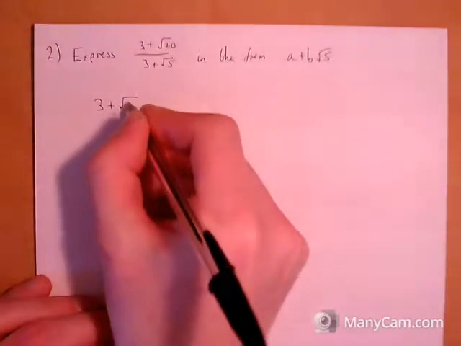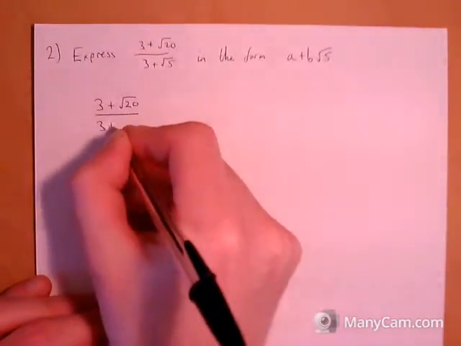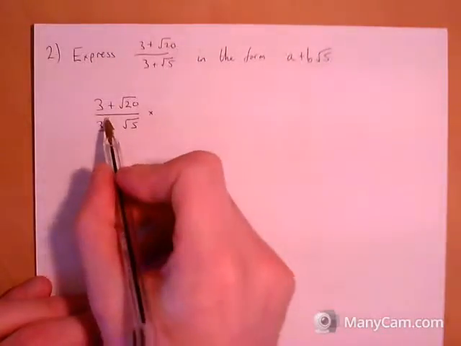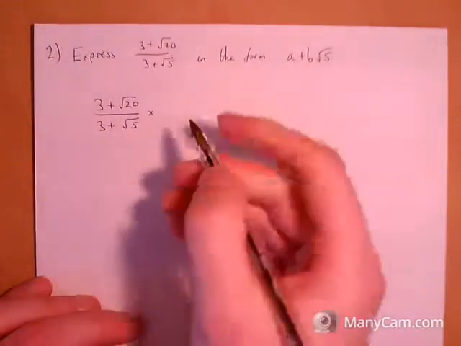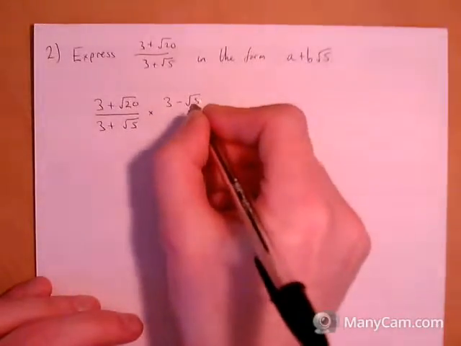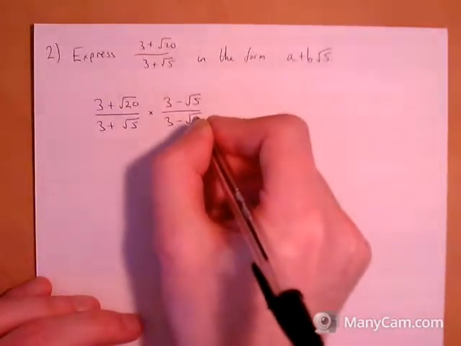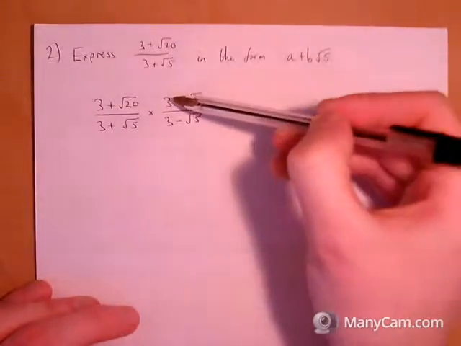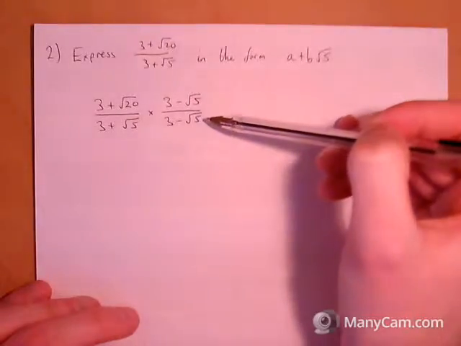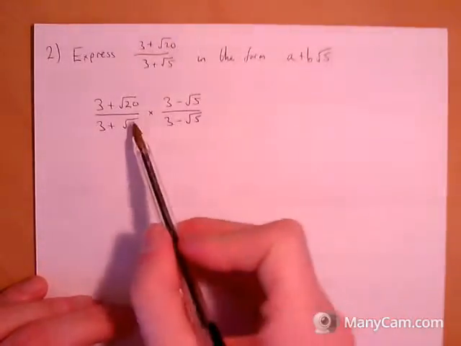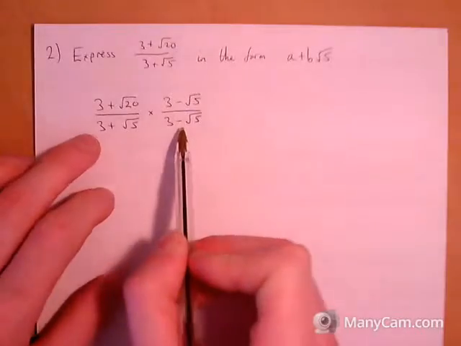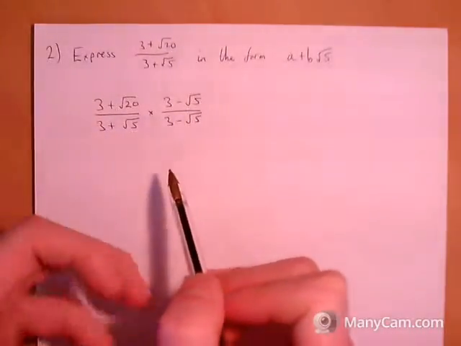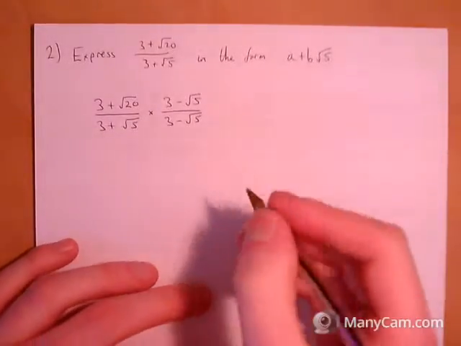So, always start off with 3 plus root 20 over 3 plus root 5. When we're rationalising a denominator, we need to multiply by the conjugate of the 3 plus root 5. So we've got 3 minus root 5 over 3 minus root 5. There's two reasons why we do that. Technically, we're multiplying by 1, because it's the same thing divided by the same thing, but also, when we expand the brackets at the bottom, or expand the denominator out, the roots are going to end up disappearing, so that's rationalising the denominator, getting rid of the square roots.